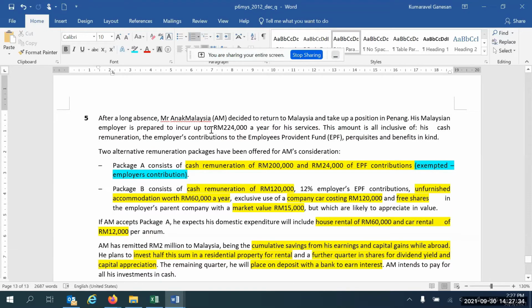Now, here his employer is prepared to incur up to 234,000 a year for his service. So this is the max they can pay him, including the employer's contribution to EPF. When a company wants to take you on, they will not just take into account your salary. They'll take into account your EPF to see how much it costs them.